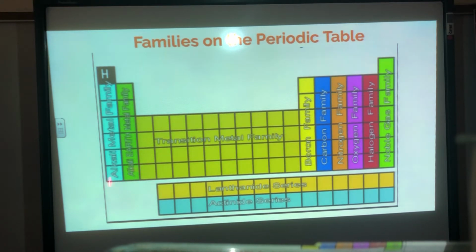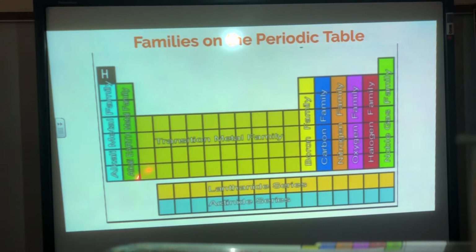Right here is the alkali metal family. Now, these guys are super reactive. They will react with air. That's why you will not find them in nature. Basically, if scientists want to use these guys, what they have to do is get them out of another substance. And they're usually stored in some kind of oil base, so they don't react with any gas in the air.